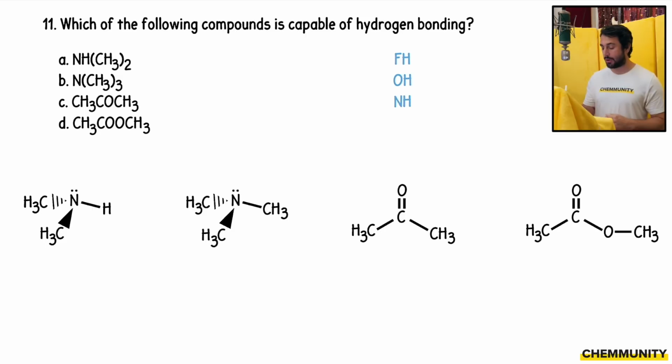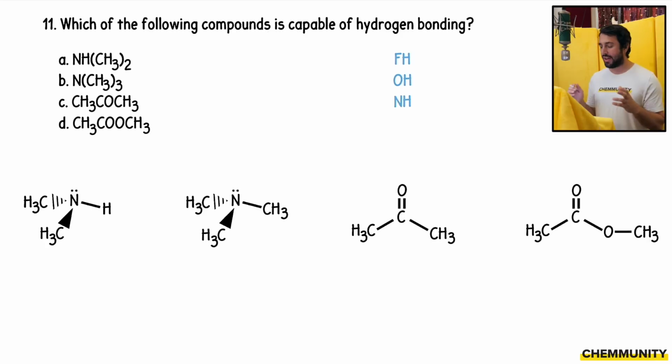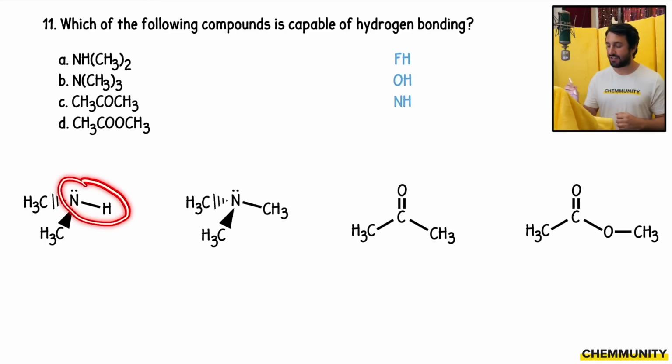And then D says CH3COOCH3. So this also can be a little confusing, but when we have that situation, we know that we have an ester. So CH3 is the methyl there, and then CO is the carbonyl, and then another O is that other ester oxygen before another methyl group. So remember, for hydrogen bonding, we need FH, OH, or NH bonds. One of those groups needs to be present in order for hydrogen bonding to be possible. Where do we have such a group? That is right here.